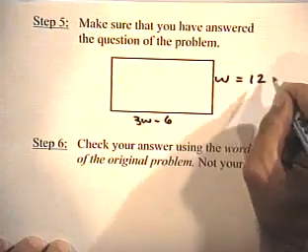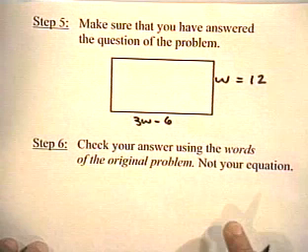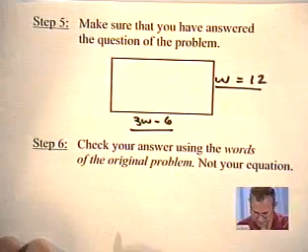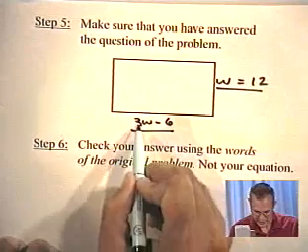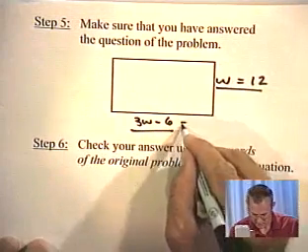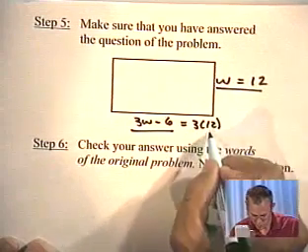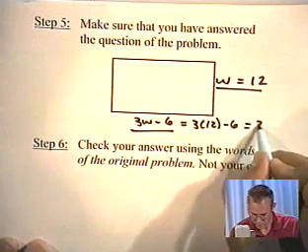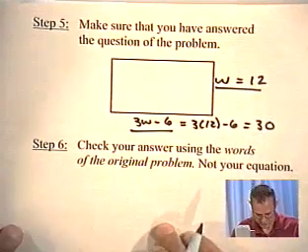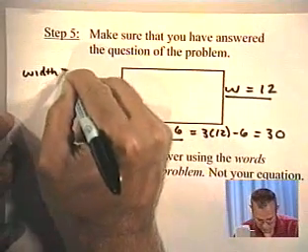So far, we've come up with W equals 12. Well, if our W is equal to 12, and our length is 3 times W minus 6, that means our length must be 3 times 12 minus 6, which is 36 minus 6, or 30. So we've answered the problem. The width equals 12 and the length equals 30.